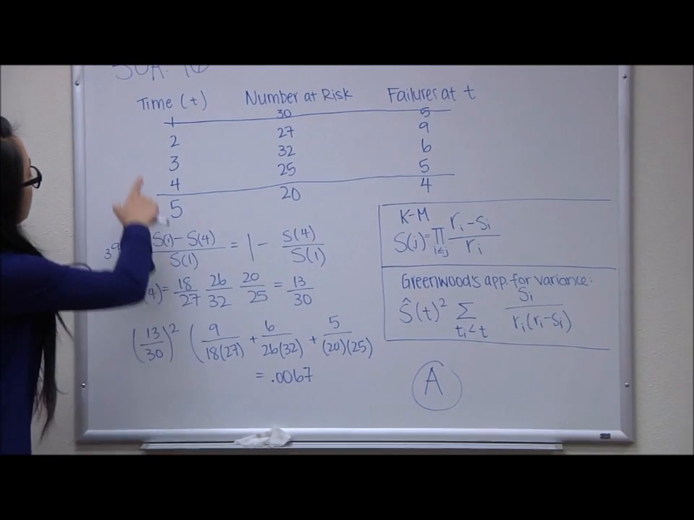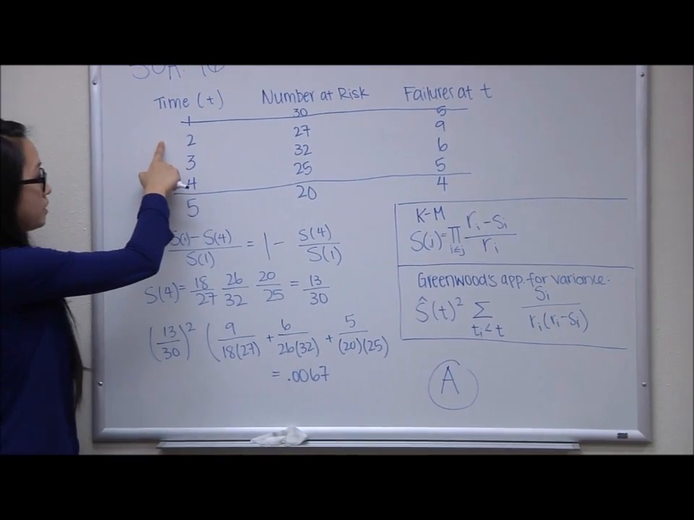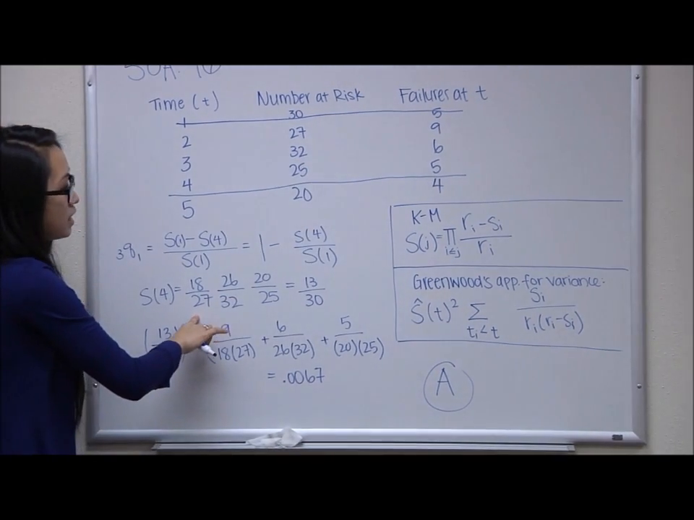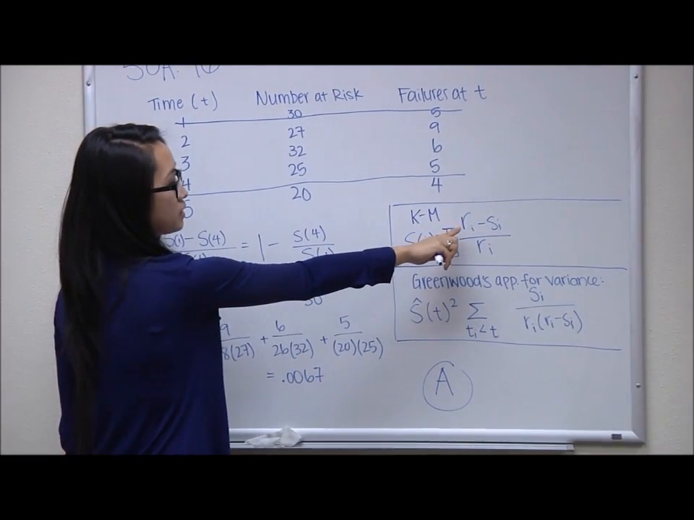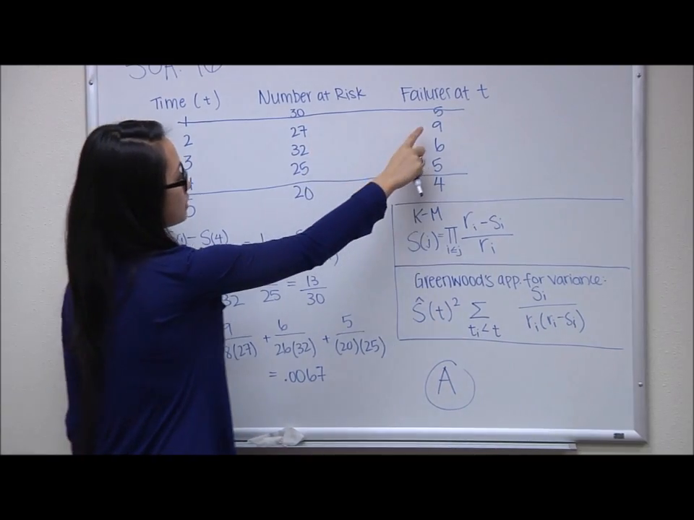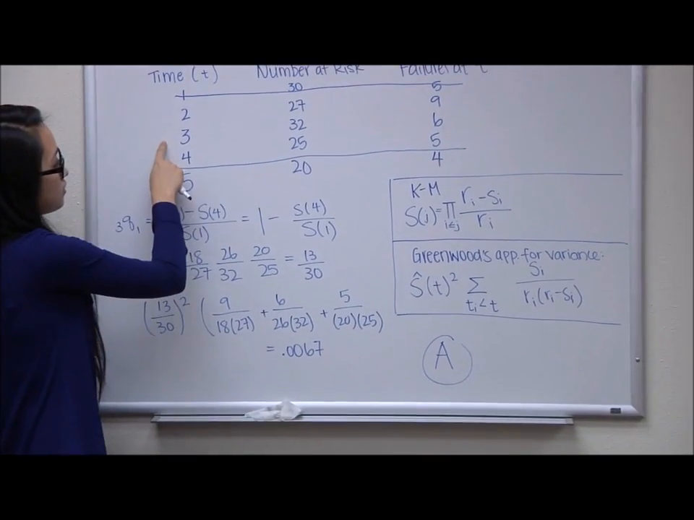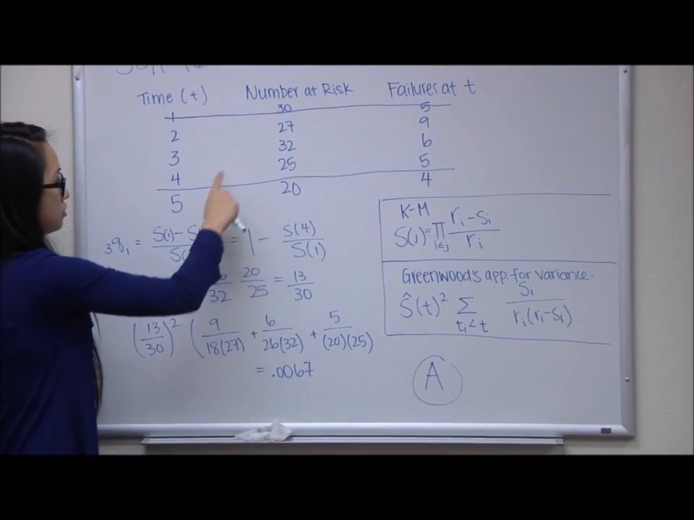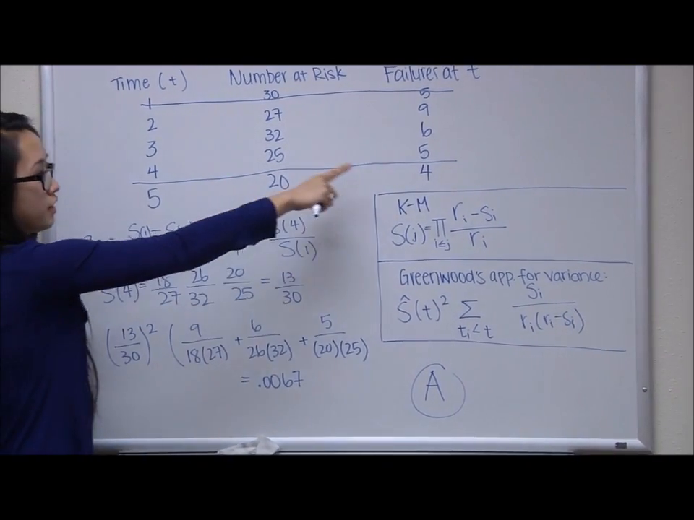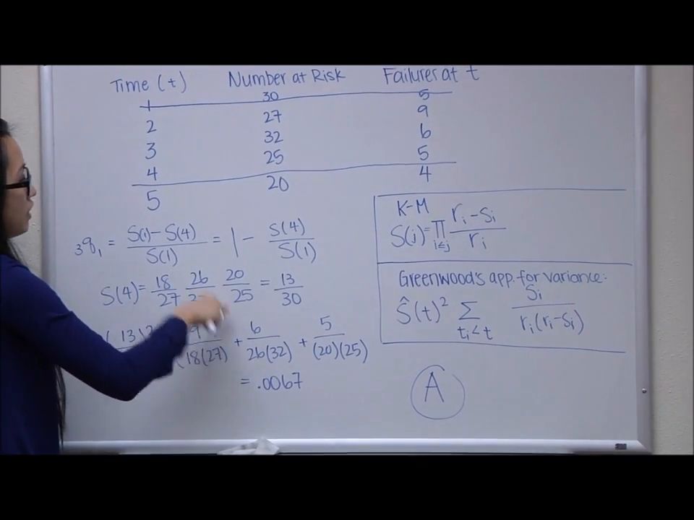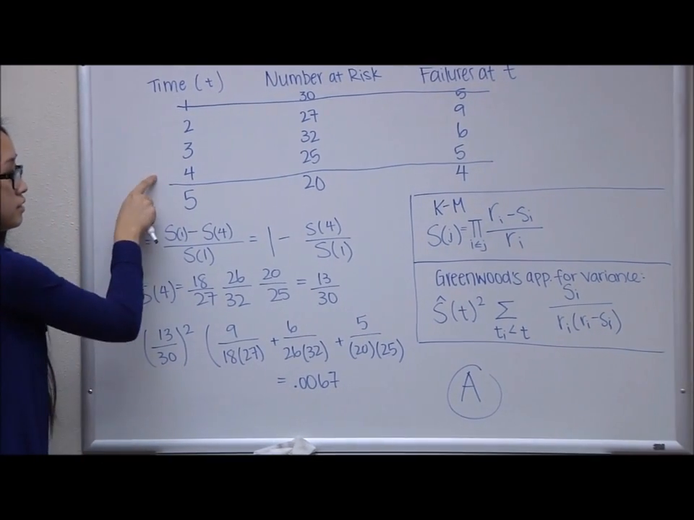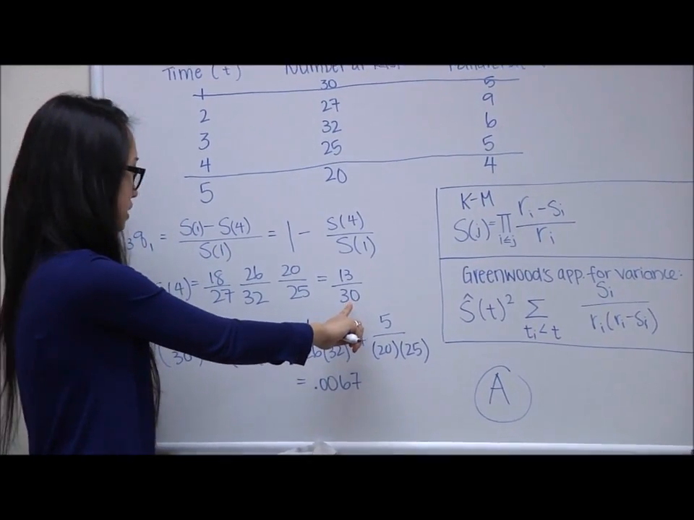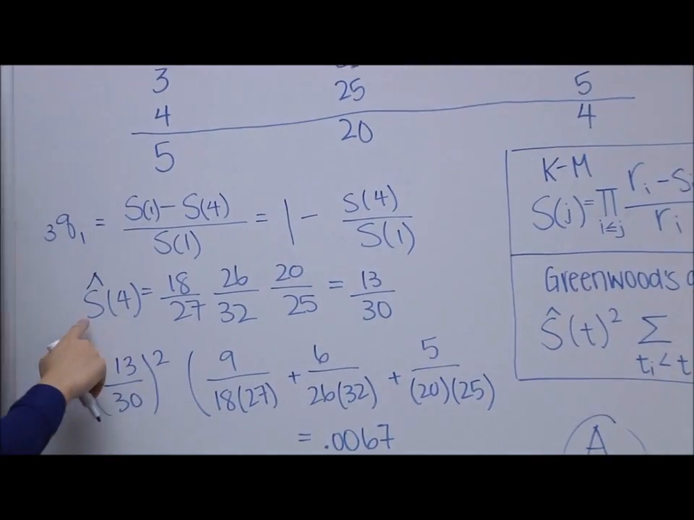So you take the second time, because you're ignoring the first time, and your R sub j is equal to 27. And then your numerator is R sub j minus S sub j, which is 27 minus 9, which is 18. And you do the same for 3, so you have 32 minus 6, 26, over 32. And then you have 25 minus 5, which is 20 over 25. And you stop here because you want S of 4, not S of 5. And you multiply all this together and you get 13 over 30, which is your approximation for S of 4 using Kaplan-Meier.